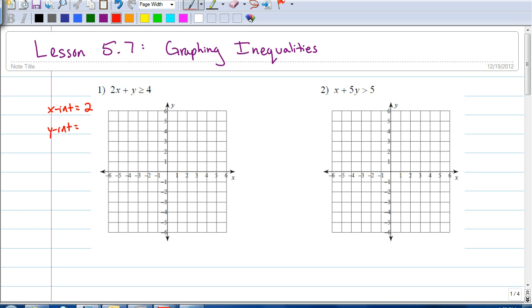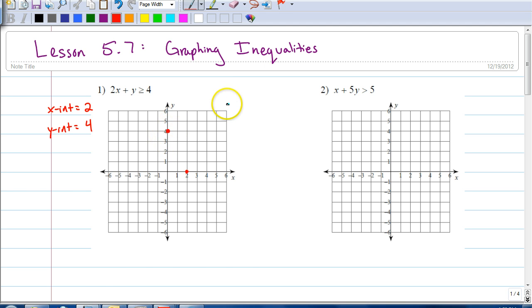To figure out what my y-intercept is, I do the same thing, this time focusing on the y. Now that's a positive y equals 4. So my y-intercept would be 4. So now I want to graph this line by plotting my x-intercept, which is 2, where it crosses the x-axis. My y-intercept is 4.